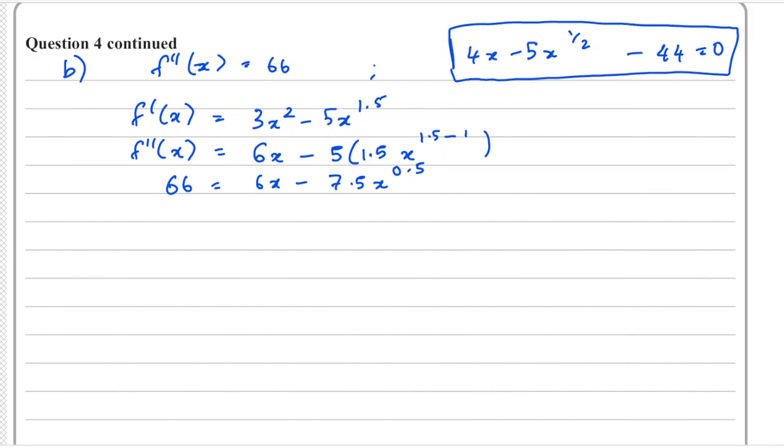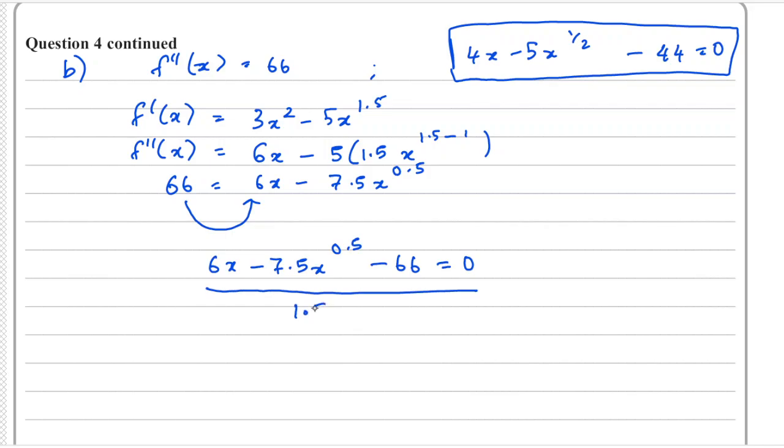So the first thing that we need to do is bring everything to one side. So this term I can bring to the other side first of all. So I have 6x minus 7.5x to the power 0.5 minus 66 is equal to 0. You can see over here that to make 7.5 into 5, you need to divide the whole thing by 1.5. That is what you need to check.